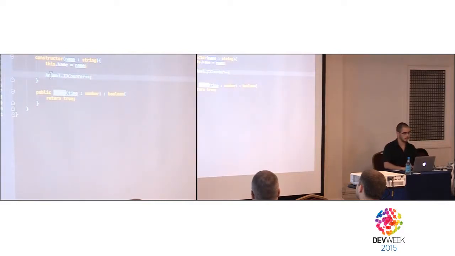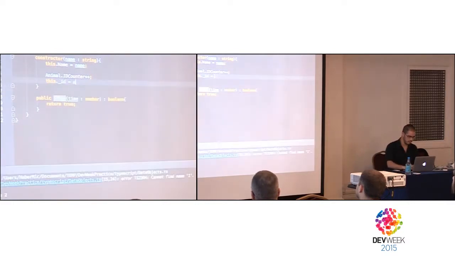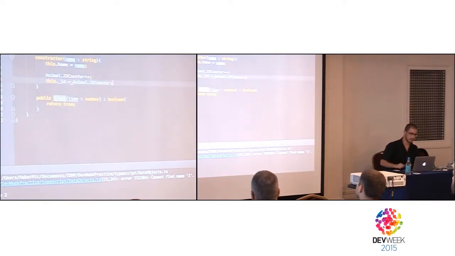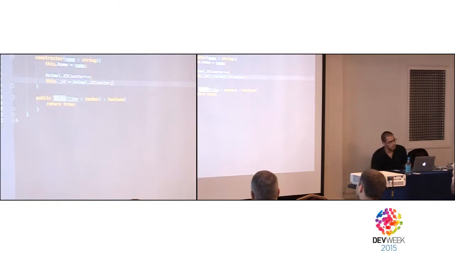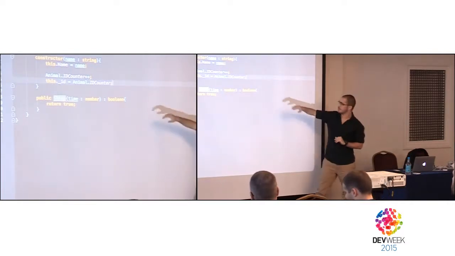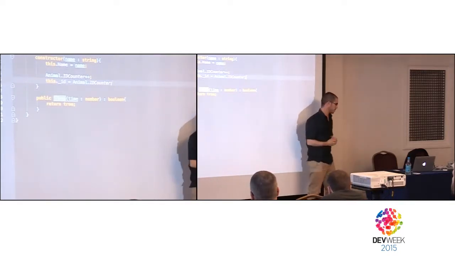As you can see, I'm not accessing this, I'm accessing Animal because it is static. And now I can assign this.id to Animal.idCounter. So every time I create a new animal, I am creating and assigning the ID, creating like a global ID for it.